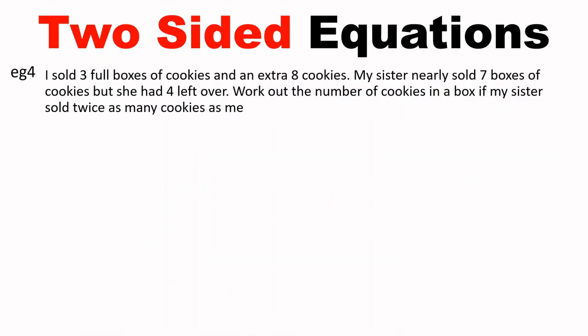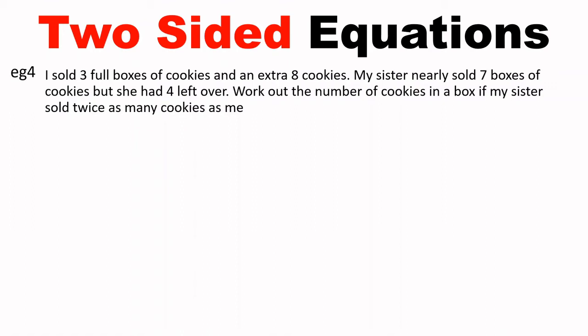Here's one last two-sided equation as an example before we do our practice exercise. I sold 3 full boxes of cookies and an extra 8 cookies. My sister nearly sold 7 boxes of cookies, but she had 4 left over. Work out the number of cookies in a box if my sister sold twice as many cookies as me.